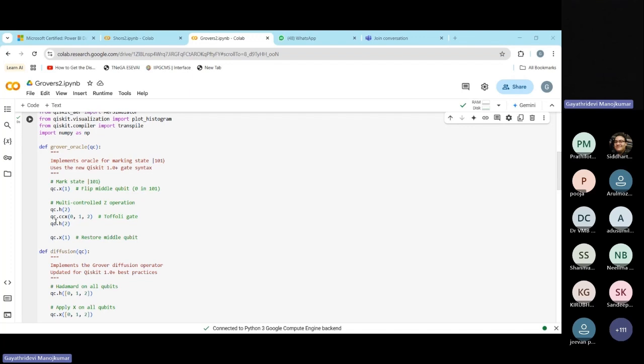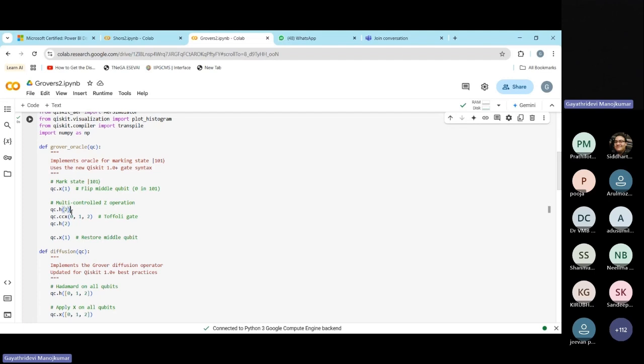Since the ket of 101 is the solution, we just apply the multi-controlled Z operation over here. To do this, what is the first thing we did here? We just applied the X gate. That is, I'm just flipping the qubit ket of 101 into ket of 111, which makes the controlled operation easier. Then we apply the Hadamard gate.